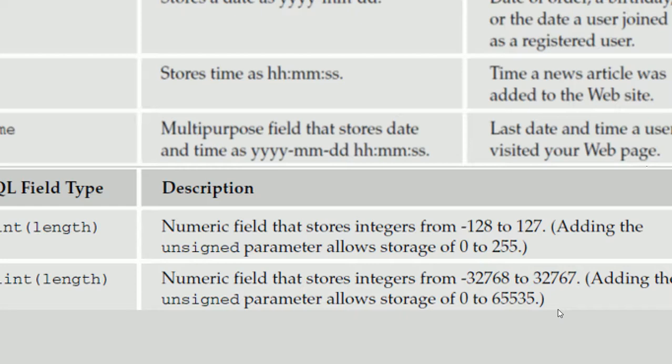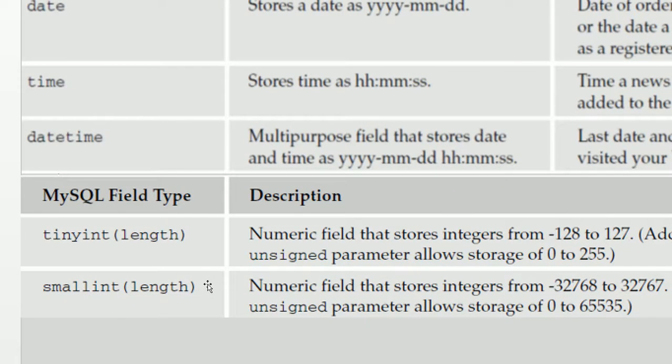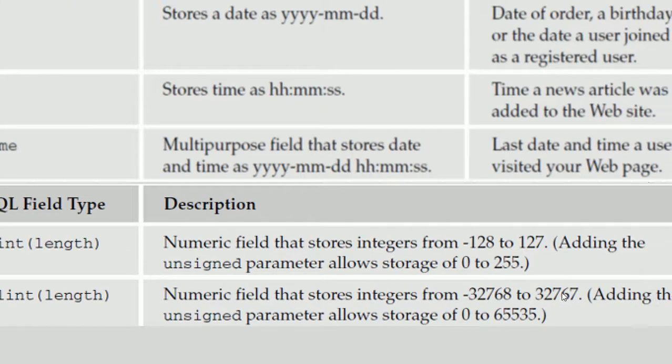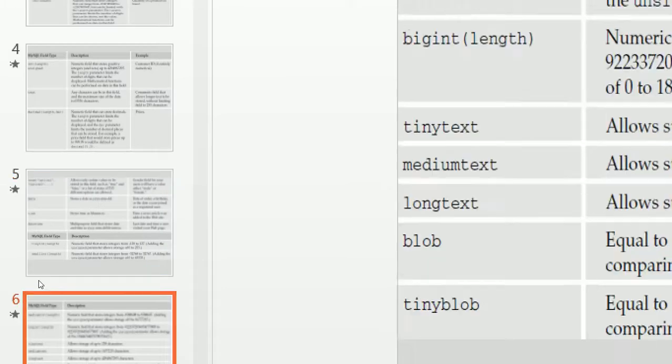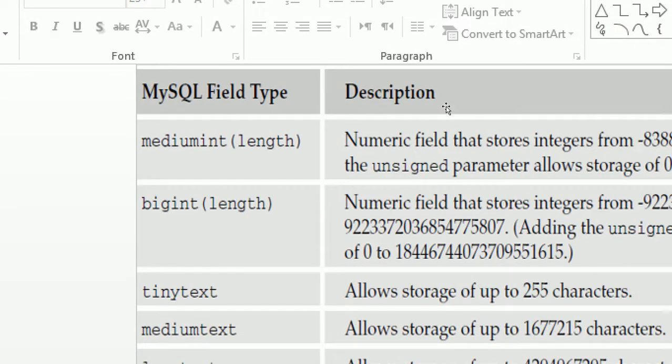And if you add unsigned with the data type smallint, what will happen? It will allow you to store from 0 to 65,535. It means if you provide this data type to student ID, the last ID will be 65,535. Is it clear? So, some other data types.